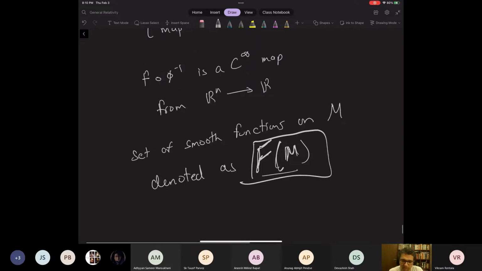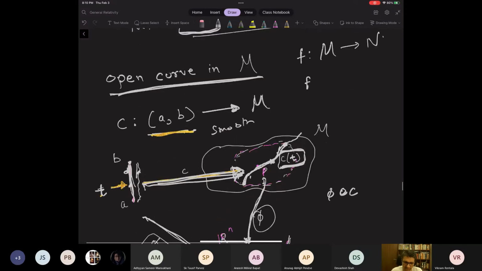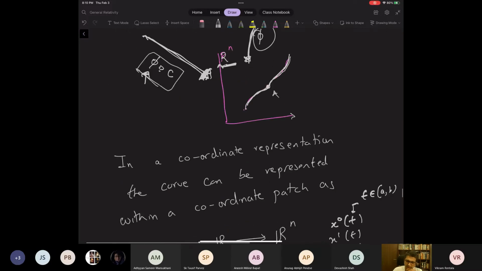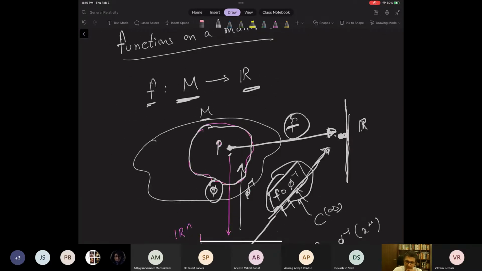Any questions at this point? So we've defined two things. One is curves on a manifold, which are maps from open intervals to M. And we've defined a notion of functions on a manifold, which are maps from a manifold to real numbers. Any questions?